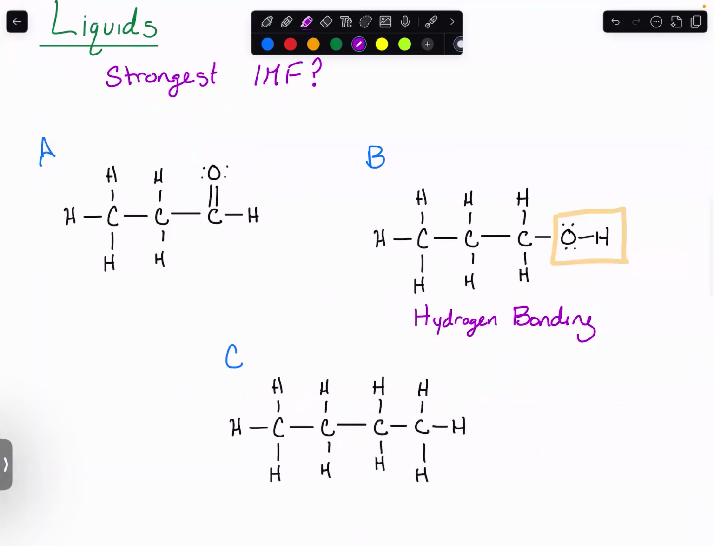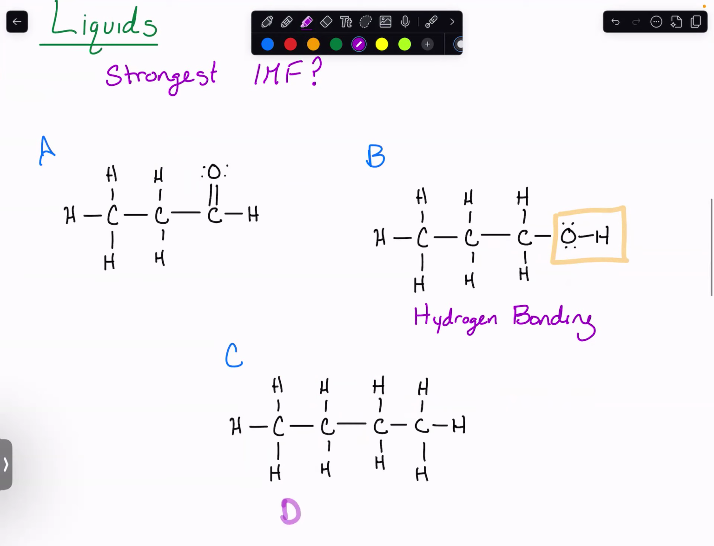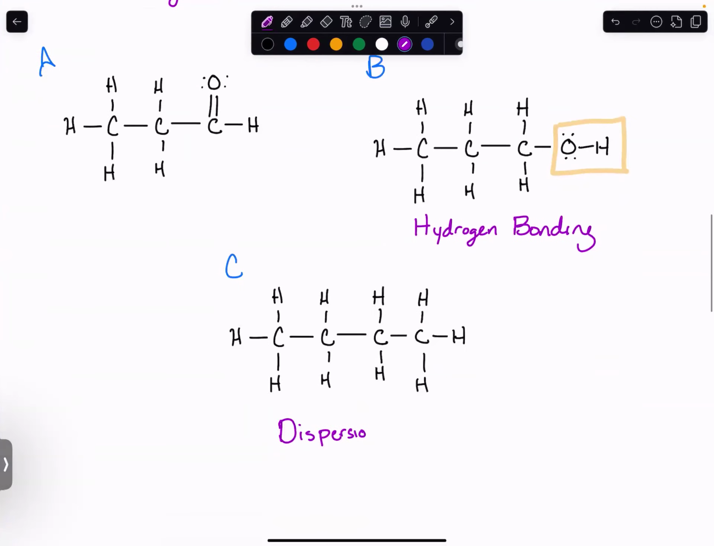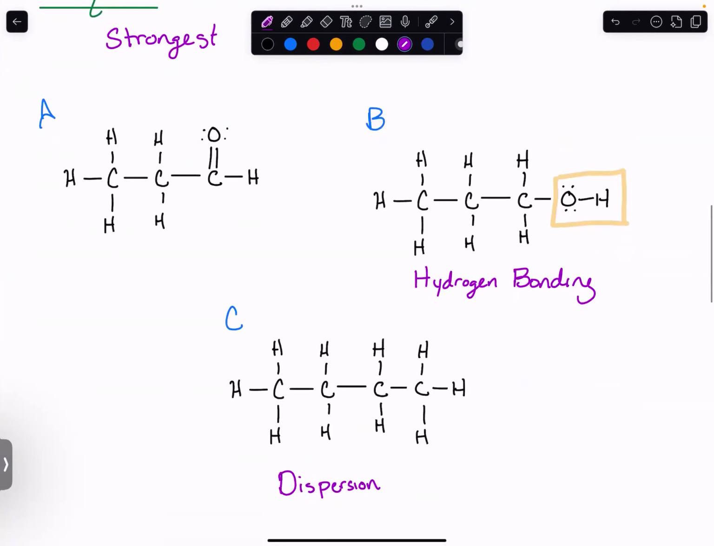And what was the very weakest type of intermolecular force that we discussed? Dispersion forces. And so which one of these only has dispersion forces available to it? C. All right, remember carbon and hydrogen have basically the same electronegativity. So those bonds are not polar. There are no polar bonds in this molecule. And those non-polar molecules only have dispersion forces available.